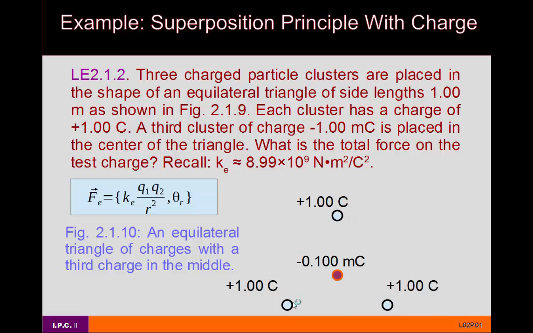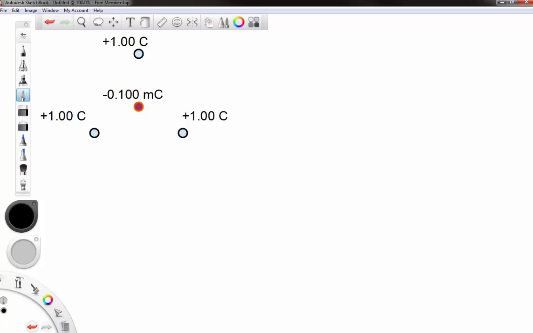This basically looks like an equilateral triangle, side length of 1 meter, charges 1 coulomb, 1 coulomb, 1 coulomb, and minus 0.1 millicoulombs in the middle. And so we want to know what's the total charge on this, we'll call it a test charge. Here's our configuration of charges, and basically they're in an equilateral triangle, so we can write that there's a distance L separating any two of the charges that are in the corners of the triangle, bearing in mind, of course, that L is 1.00 meters.